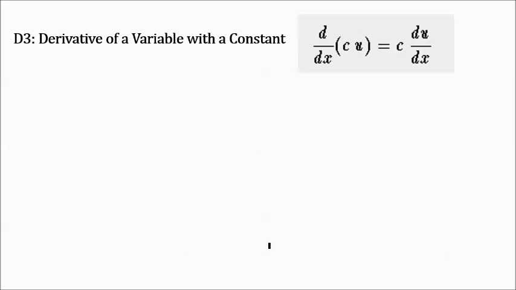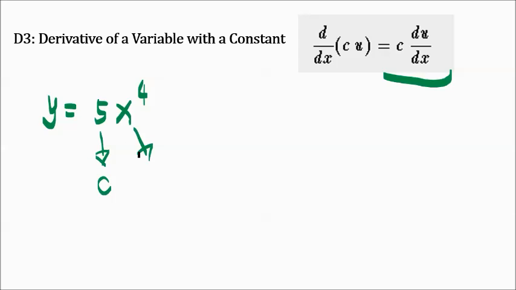For derivative number 3, derivative of a variable with a constant. So we will just combine the two earlier. The derivative of a variable with a constant is equal to the constant times the derivative of the variable. For example, y is equal to 5x raised to 4. In this formula, you will notice that you just separate the constant. The constant here is C, and this is your U.